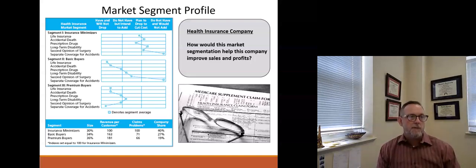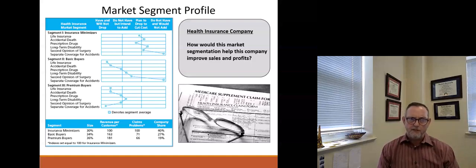Here's an example in the health insurance industry. We have three different consumer groups or market segments: the insurance minimizers, the basic buyers, and the premium buyers. There are four different variables that these groups differ upon. The basic buyers and the premium buyers are pretty similar, except for their indication for separate coverage for accidents. That differentiates these two groups, so you could almost sell to them similarly, except on that one dimension.